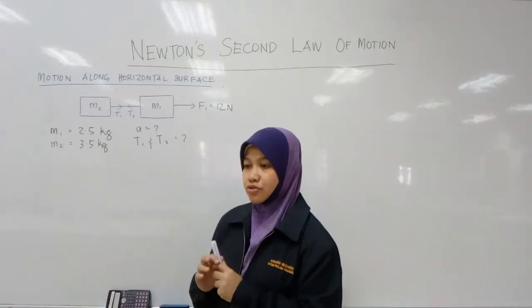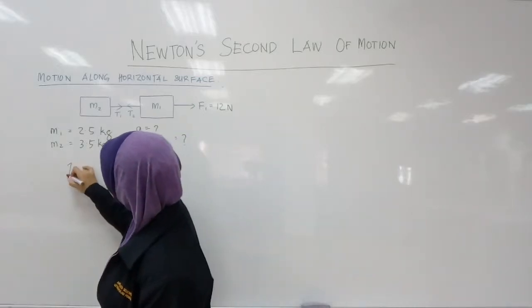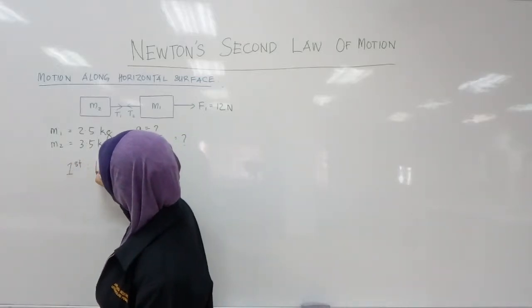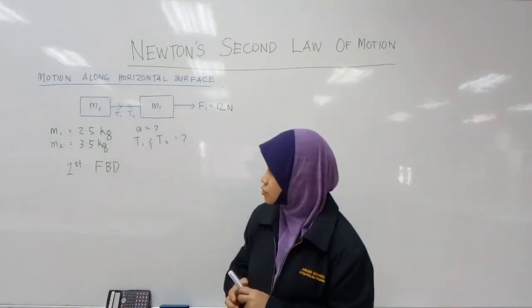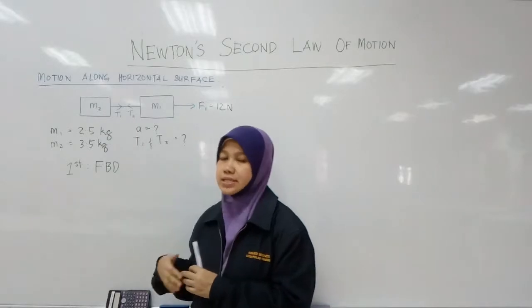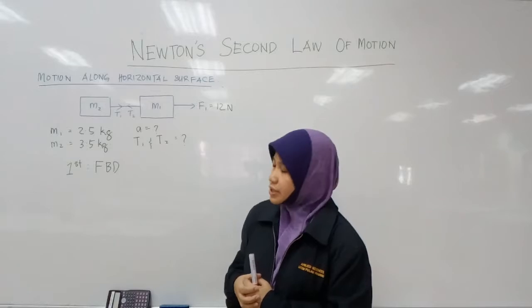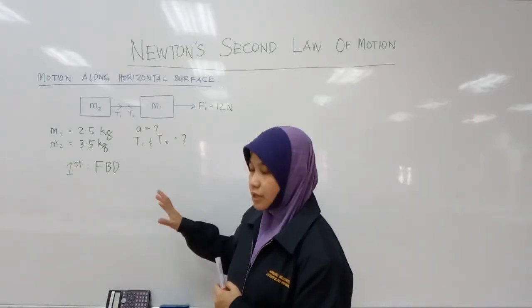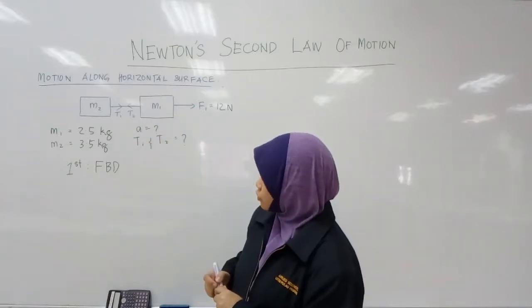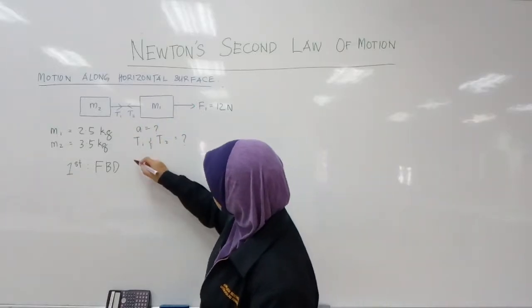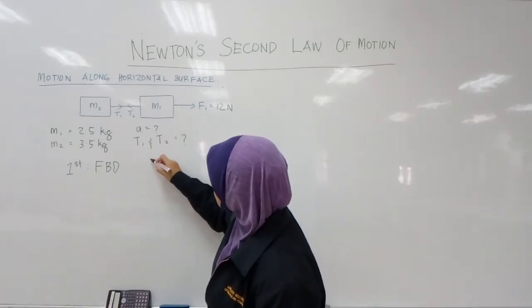The first thing that you should do is FBD. So what is FBD? FBD is the free body diagram from our previous lesson. The first thing you should do is draw a free body diagram for both objects. Alright, we do it one by one. Free body diagram for object 1.